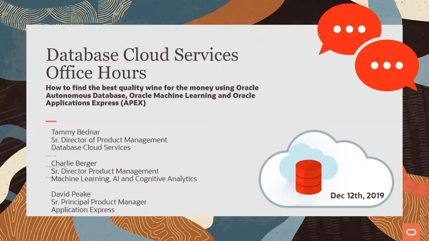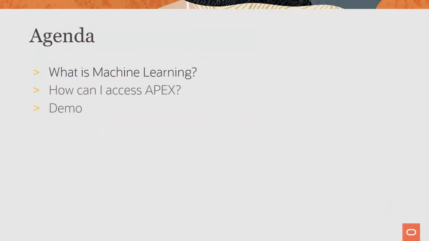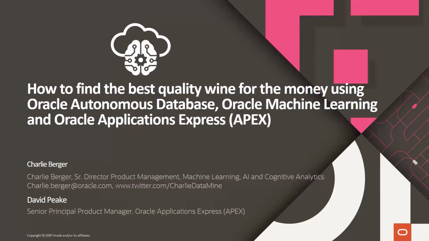And then David, who has a thirst for some great wine and has some sort of country opinions, is going to come in and see if he can find a good wine with all the predictions that he wants to drink and perhaps share. So we're going to talk about what is machine learning. We're going to turn it over to David about Application Express and do a demo all through this stuff.